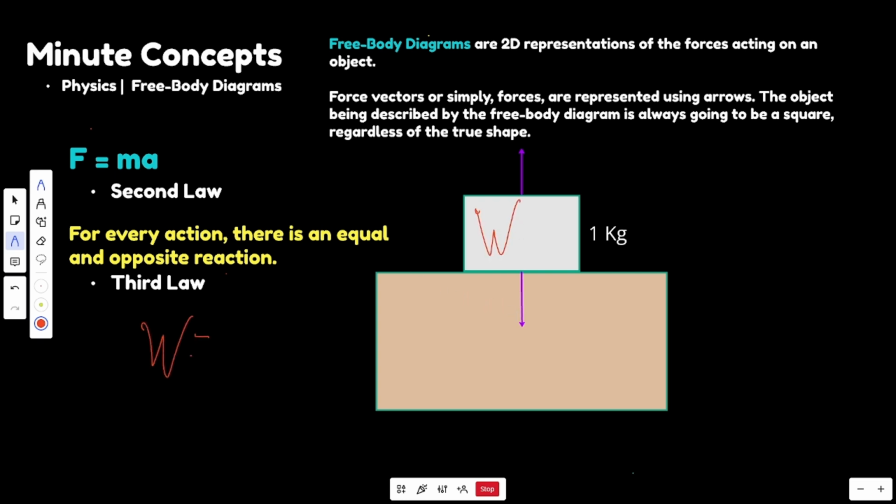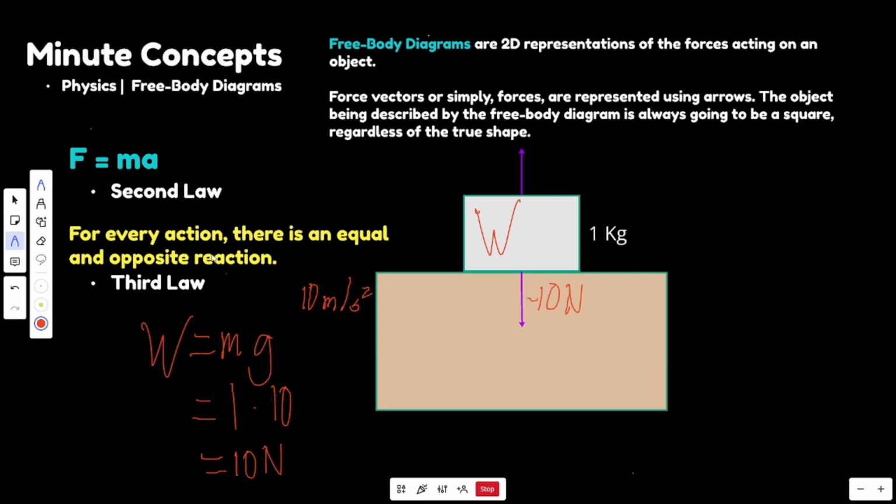Weight is described as mass times the acceleration due to gravity. And for gravity, we'll just be using 10 meters per second squared to make things simpler. So in this situation, all we're going to do is get our mass, which is 1 kilogram, and multiply it by 10, which will give us 10 kilogram meters per second squared, or simply 10 newtons. So now we have a value for our downward vector. We can actually make this negative because it's going down.